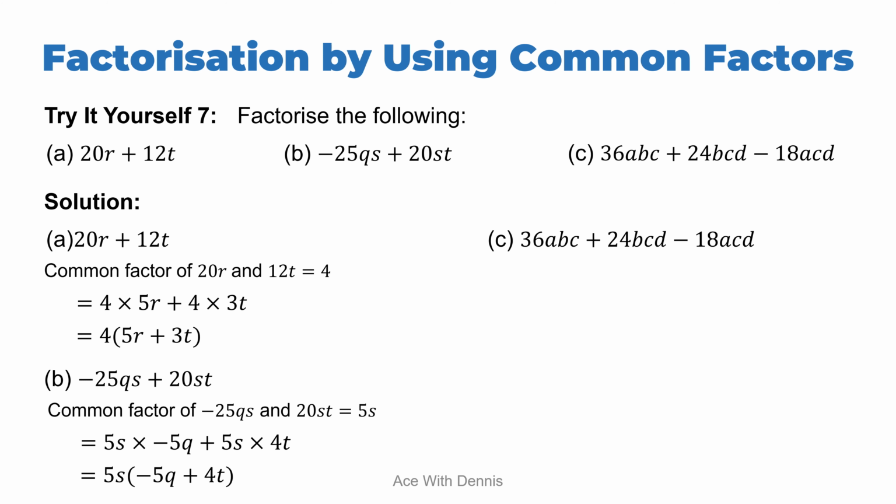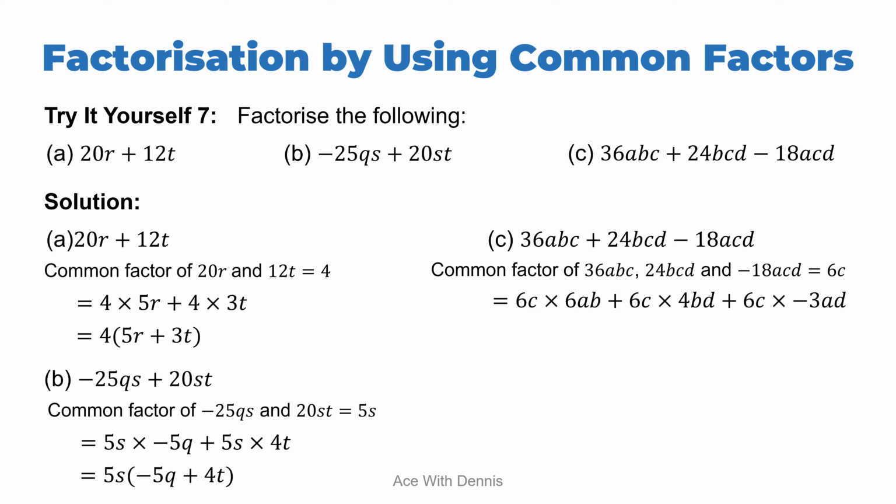For C, 36abc plus 24bcd minus 18acd. The common factor of 36abc, 24bcd, and negative 18acd is 6c. Hence, we can write it as 6c times 6ab plus 6c times 4bd plus 6c times negative 3ad. Factorize, we have 6c bracket 6ab plus 4bd minus 3ad.